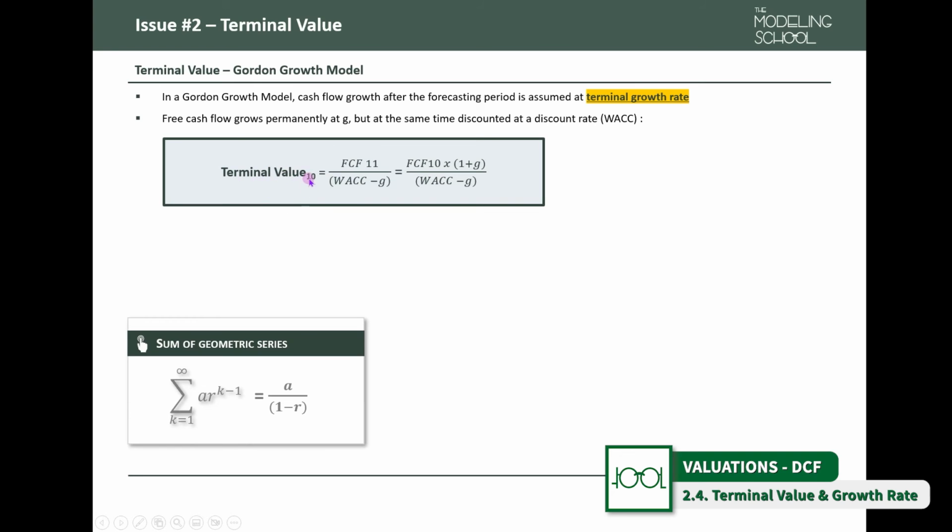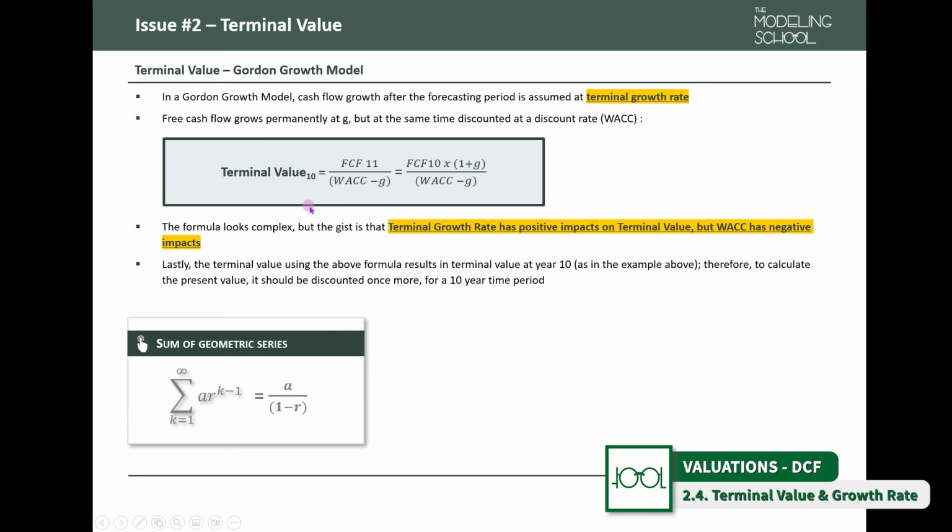The terminal value from year 10's point of view, this is when we're doing a 10-year DCF, is free cash flow on year 11 divided by the weighted average cost of capital minus the terminal growth rate, which can be, once more, recalculated as year 10's free cash flow times 1 plus the growth rate, divided by the weighted average cost of capital minus G. This was recalculated especially because when you're doing a 10-year DCF, we only have the free cash flow for year 10. We don't have a free cash flow for year 11. So we're usually using the latter formula instead of the former.